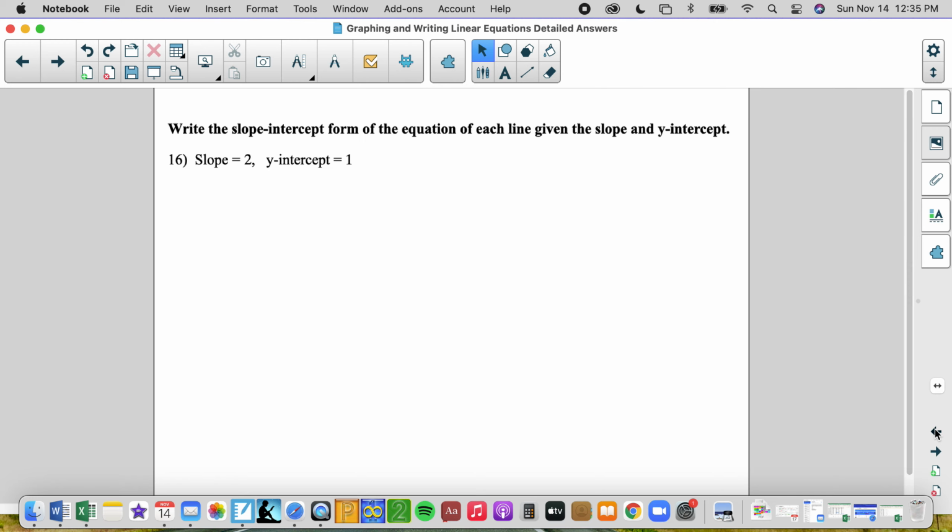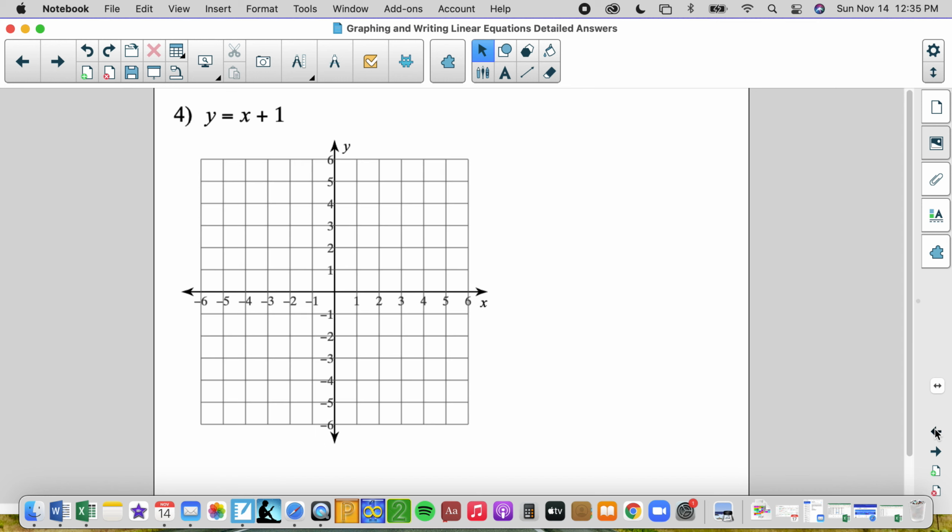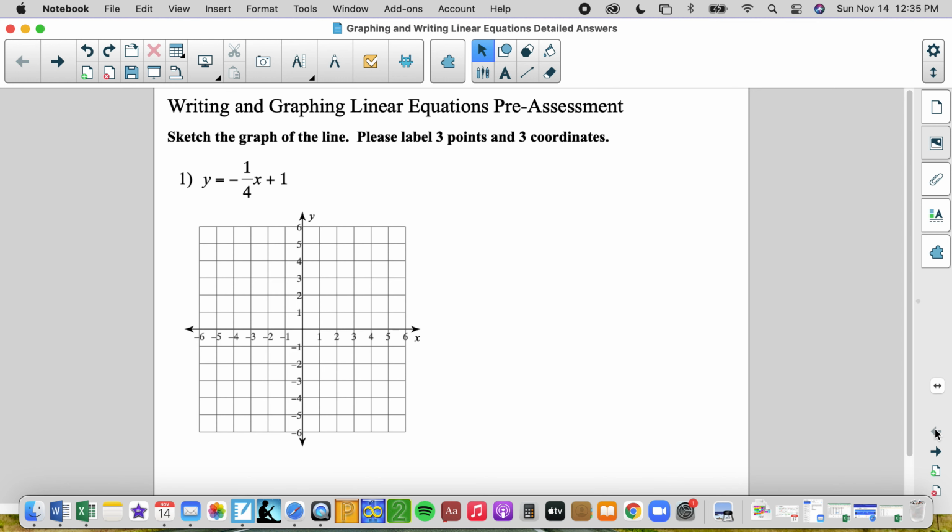All right, so here is graphing and writing linear equations. This is the detailed explanation for the work. The first question says, sketch the graph of a line, and please label 3 points and 3 coordinates. We see that it is in slope-intercept form.